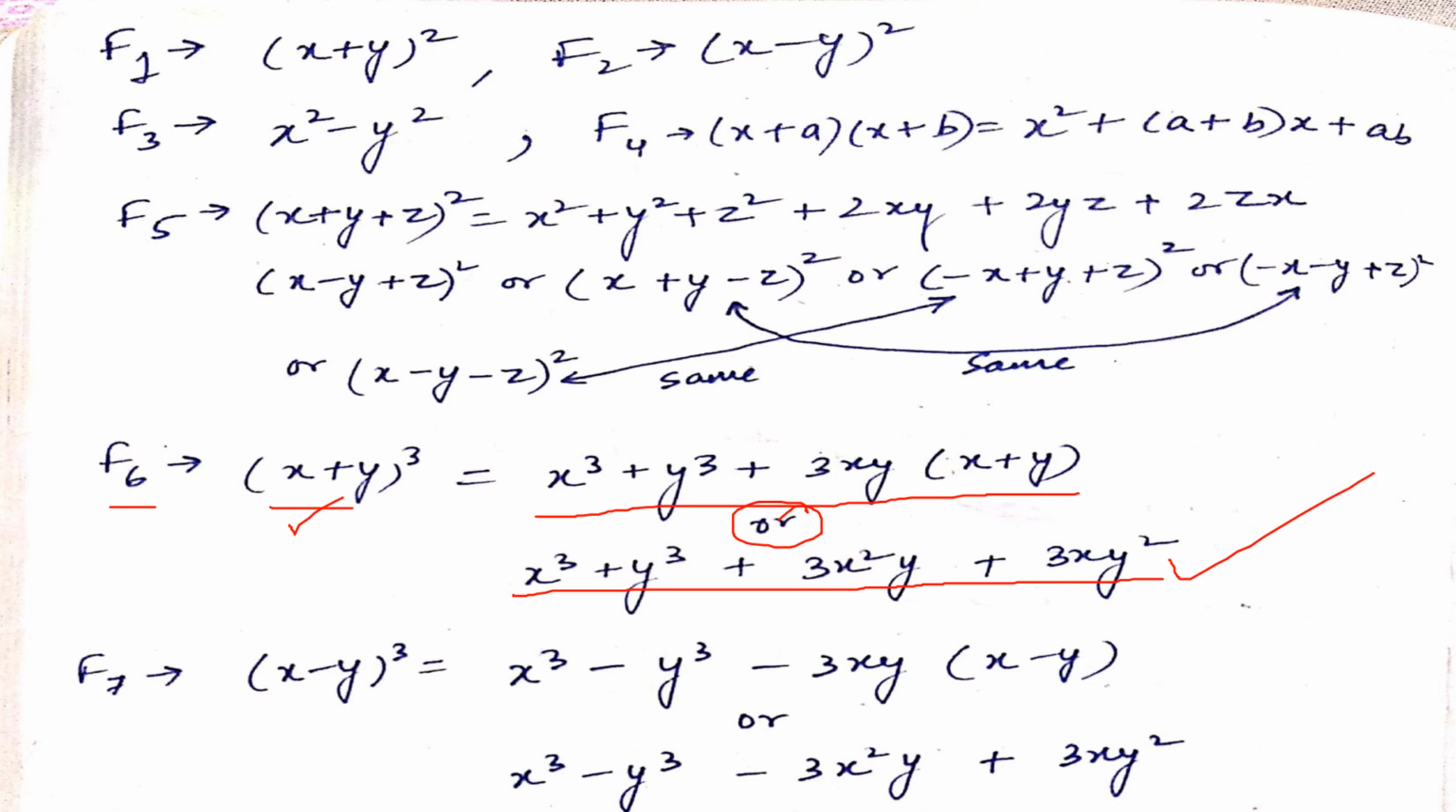Now I've told you this is the parent formula because the positive formula we take as the parent formula. So formula number 7, if you want to learn, you can learn. If you don't want to learn, you can use the parent formula and obtain its value very easily anytime. The formula is x cube minus y cube minus 3xy(x - y), or this one. Okay.